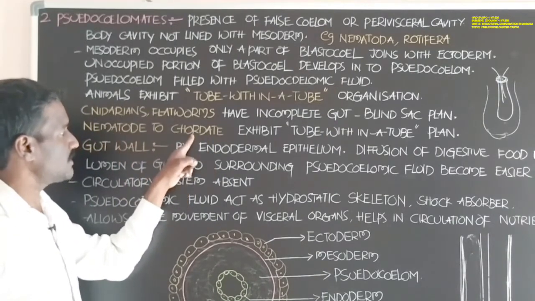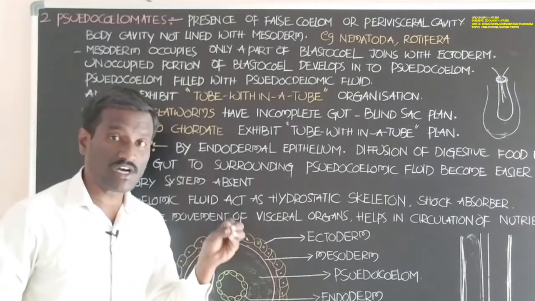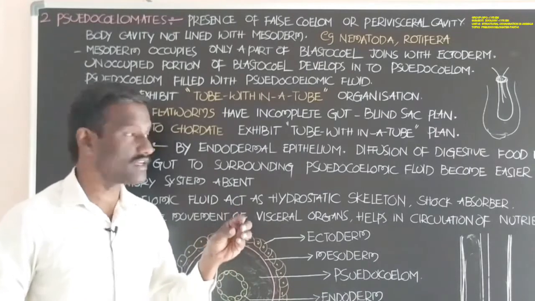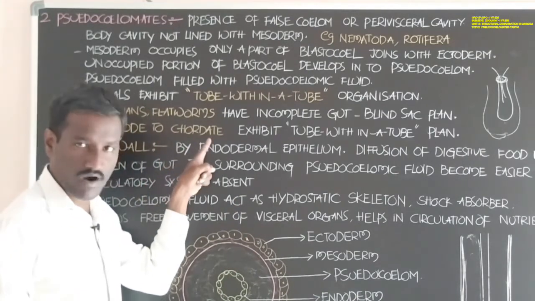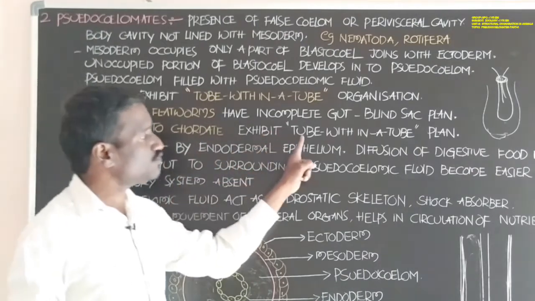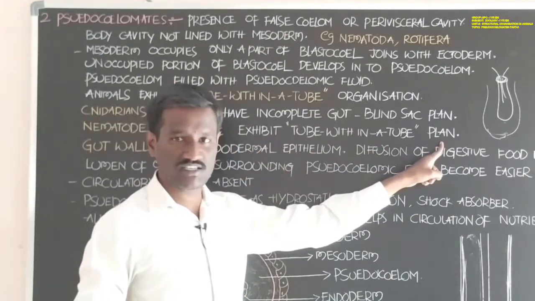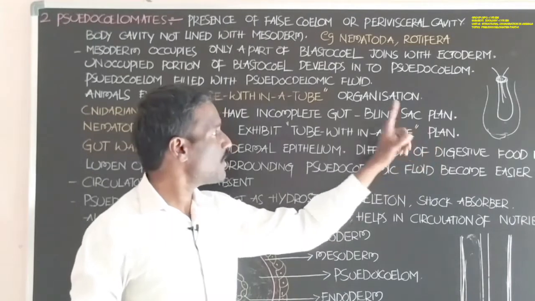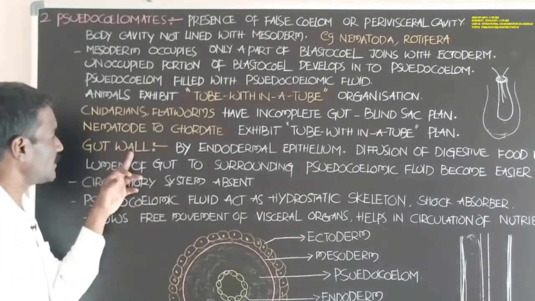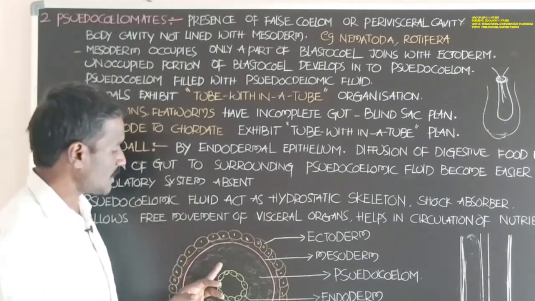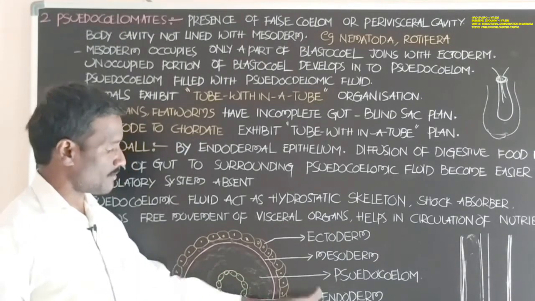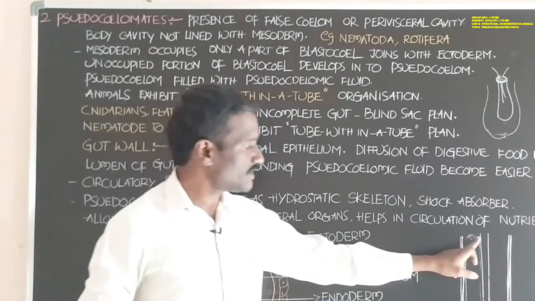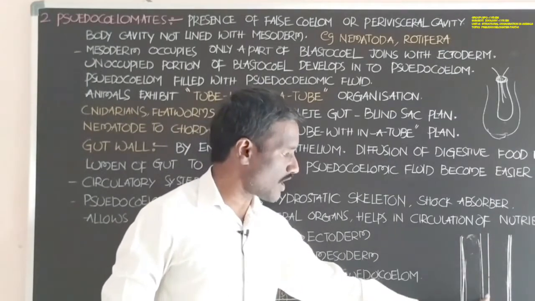Next, nematodes to chordates. The animals present in phylum Nematoda to the phylum Chordata exhibit tube within a tube organization. Tube within a tube plan. Next, student, gut wall. If you observe the gut wall, meaning the food tube, it is totally lined with the endoderm, formed with the endoderm. This is the food tube or gut wall.